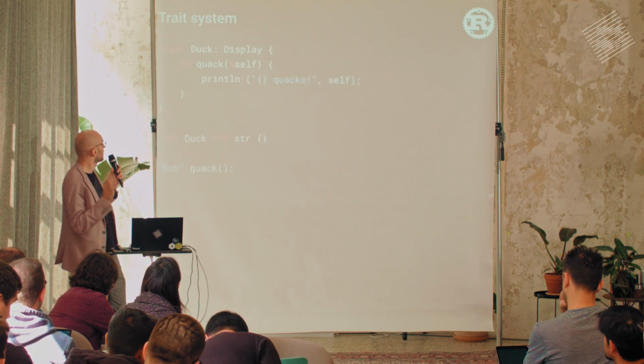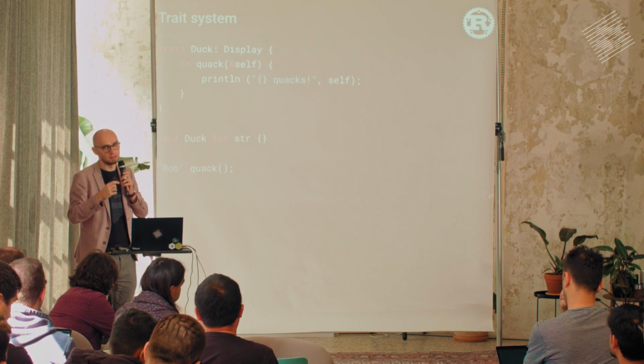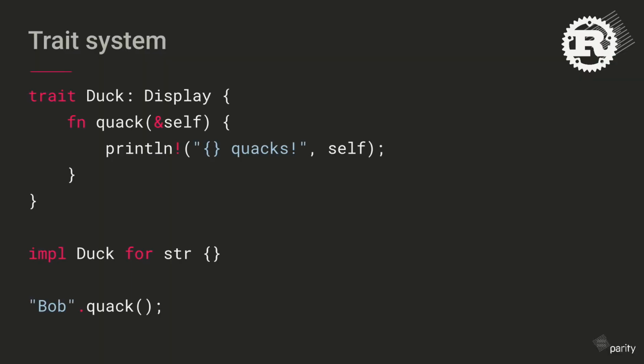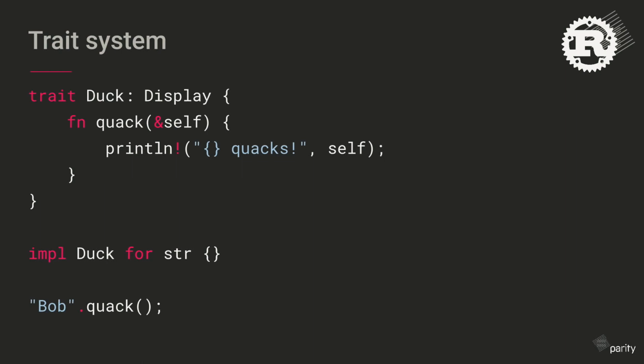Okay, now trait bounds. You can define a trait that also requires that the type you implement this trait on also implement some other trait. So I define a Duck trait that requires Display, and then I can provide a default implementation of a method that will print out quacks with self, and I don't have to know what self is. I just have to know that it will be able to be printed. Then I can implement this for a string slice without any body, because I can just use the default implementation, and then I can just do bob.quacks, and it will print Bob quacks. Kind of useful.